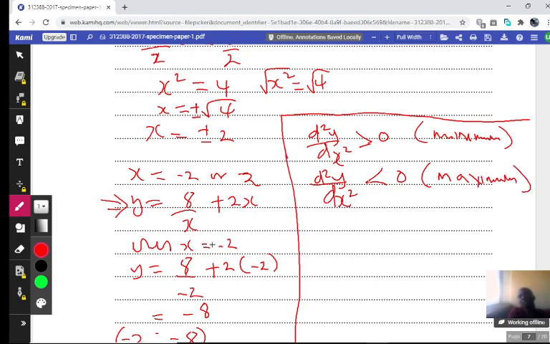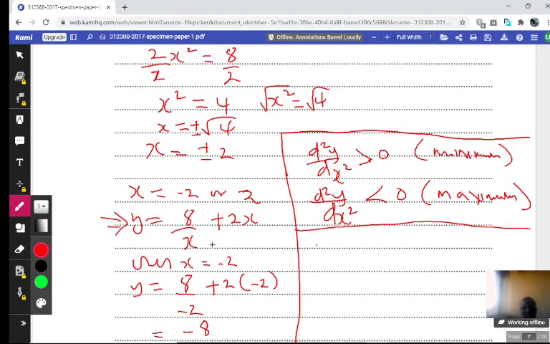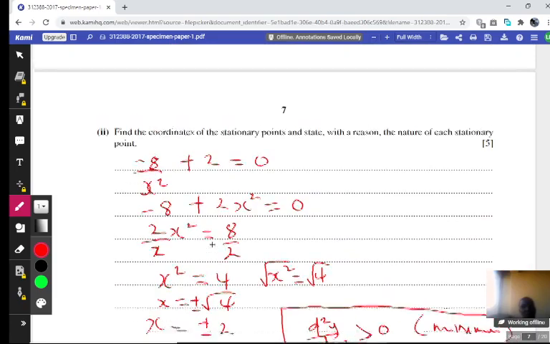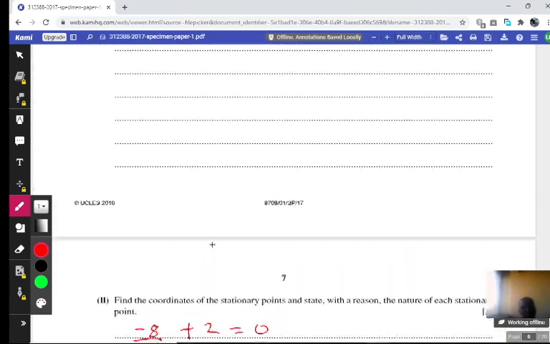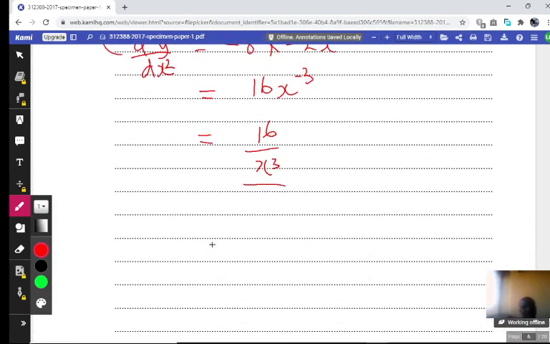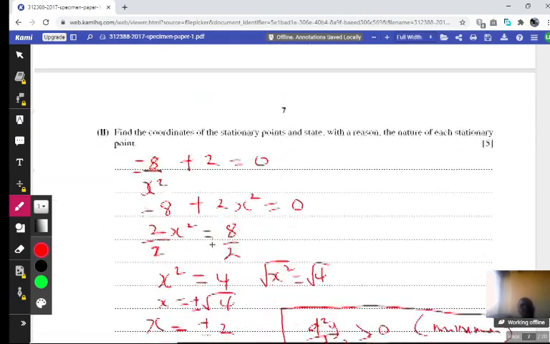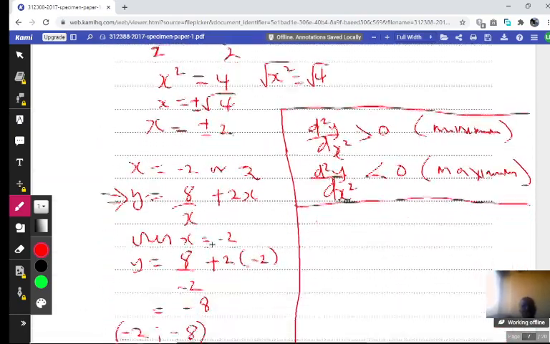Right, now let's use our x values to deduce the minimum and the maximum point. Or are they both maximum or minimum? We never know. So let's just substitute the values of x in d squared y over dx squared. Right, we've worked out d squared y over dx squared up here, it's 16 over x cubed. So we just substitute there.